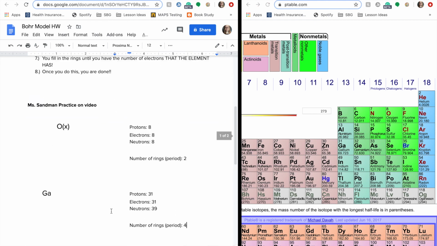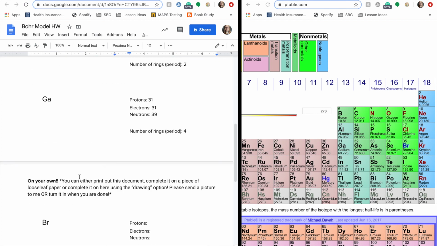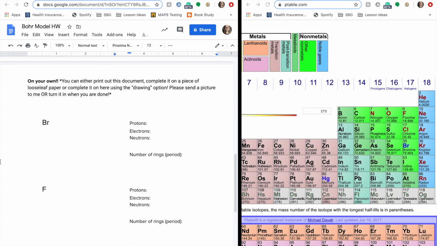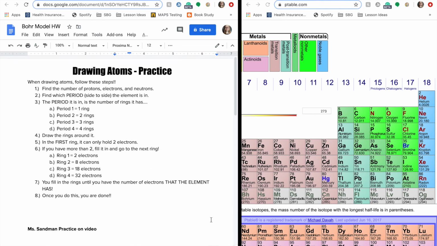So please follow these directions on top. Do them down here. For drawing them, please either do it on the document on a piece of loose leaf paper, or you can print it out and do it as well and send me pictures. Please make sure you do this part, so like the protons, electrons, neutrons, and the number of rings on this document, and turn that into me. Alright, if you need help, please reach out. Like I said, this is practice. It's not graded, but you do have to do it, and we will talk about it more on our Google Hangouts.